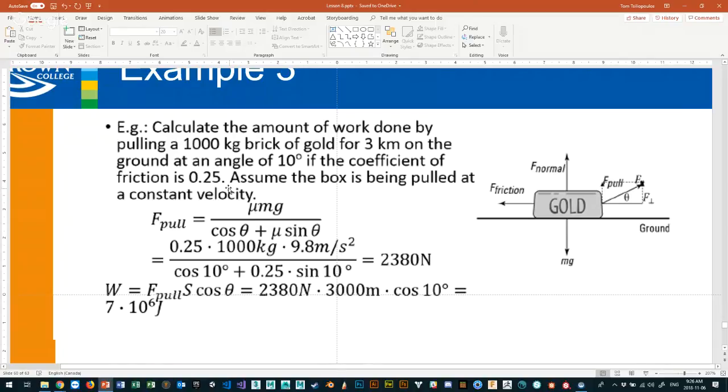And when we put them together, cos theta plus mu sine theta right at the bottom, we get something that looks like this. We get 0.25, which is the coefficient of kinetic friction, times 1,000 kilograms, times 9.8 meters per second squared, that's gravity, and we're dividing that by cos 10 degrees, because that's what we said, plus 0.25 times sine of 10 degrees. And we get a force of about 2,380 newtons.